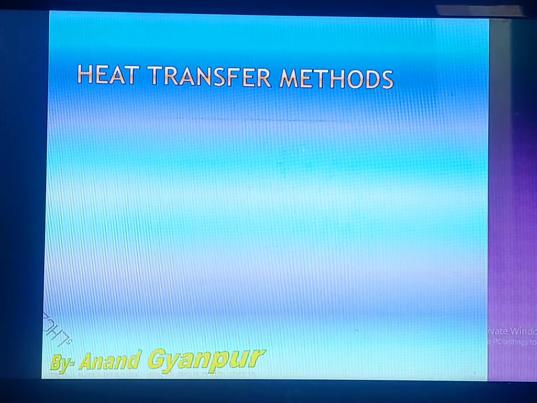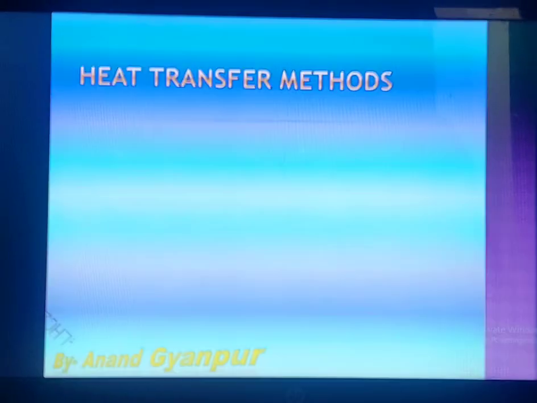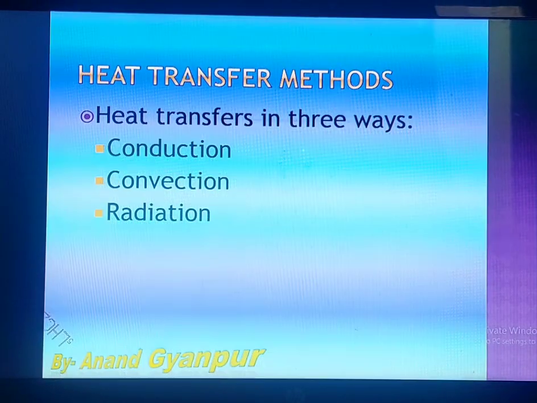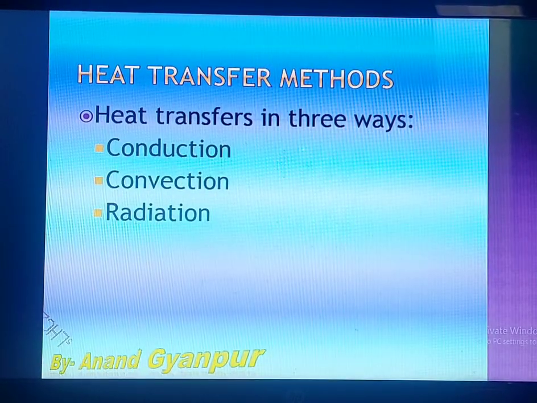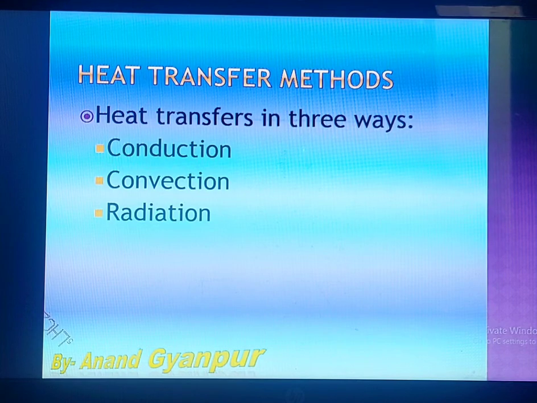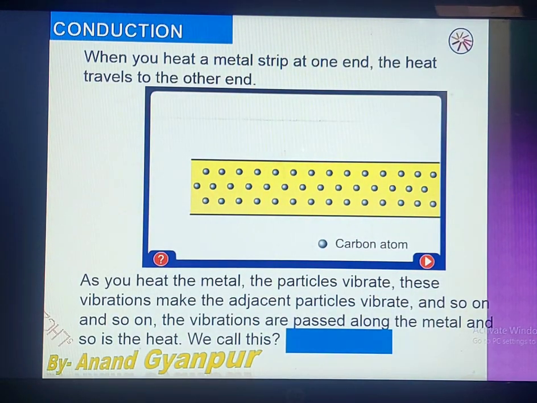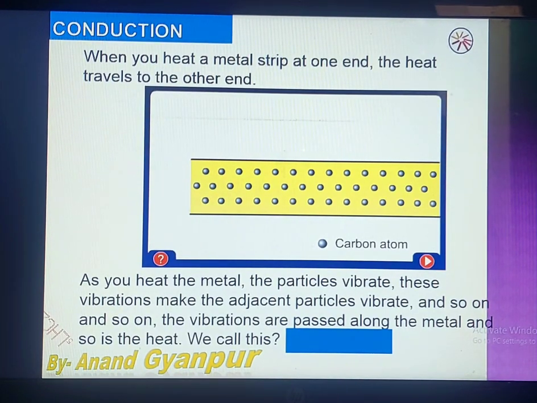Now we will discuss the heat transfer methods, by which mode heat transfer takes place. Heat transfer takes place in three ways: conduction, convection and radiation. So conduction, what is conduction? When you heat a metal strip at one side, the heat travels to the other end. As you heat the metal, the particles vibrate. This vibration makes the adjacent particles vibrate, and so on, so that the vibrations are passed along the metal, and so is the heat. We call this conduction.